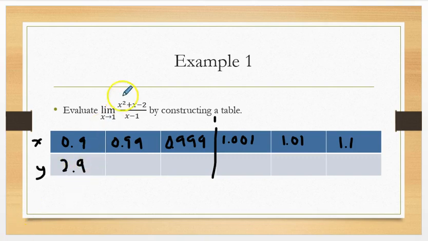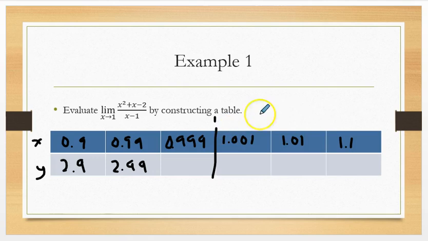So my first computation here, I plugged in 0.9 squared plus 0.9 minus 2, and then I hit enter, and then I divided that number in parentheses by 0.9 minus 1. In my calculator, I got the value 2.9. Now I'm going to repeat that process, but this time I'm going to plug in 0.99. So 0.99 squared plus 0.99 minus 2. I'm going to hit enter, and then I'm going to divide by 0.99 minus 1 in parentheses. So this time I got the value 2.99 by plugging this number into all of the x's.